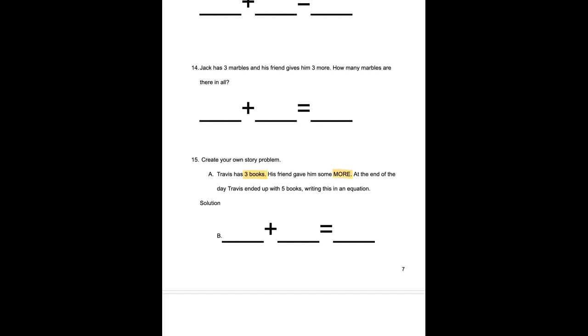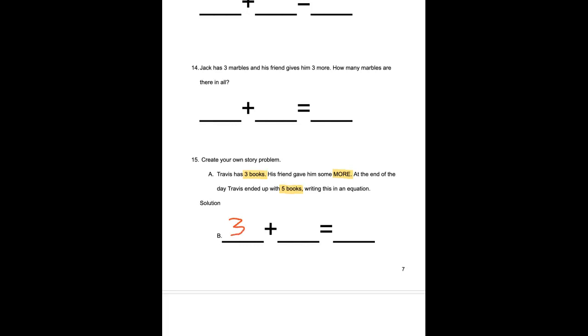Because you're adding more. Okay, then at the end of the day, Travis ended up with 5 books. Ooh, so he ended, which is a hint for equals, with 5 books. And we're going to write this in an equation that's given down here for us. Okay, we got this. So, Travis has 3 books. So we already know, guys, that he started out with 3.